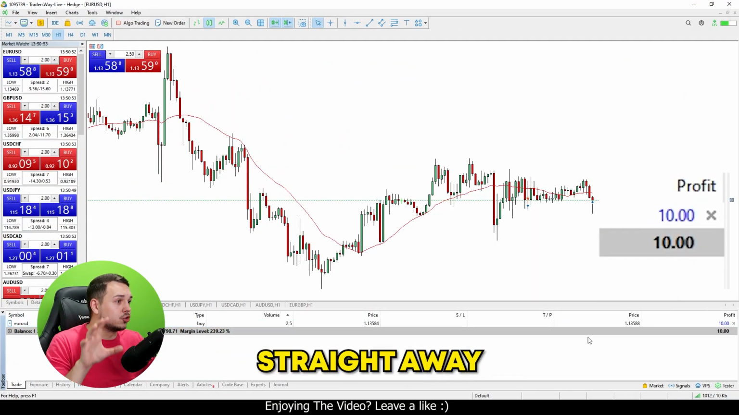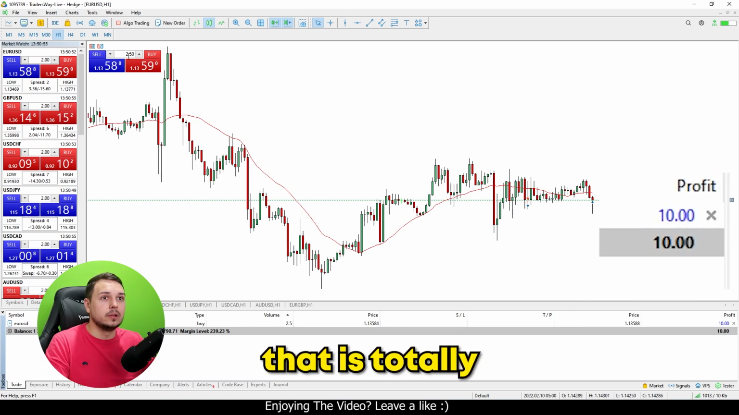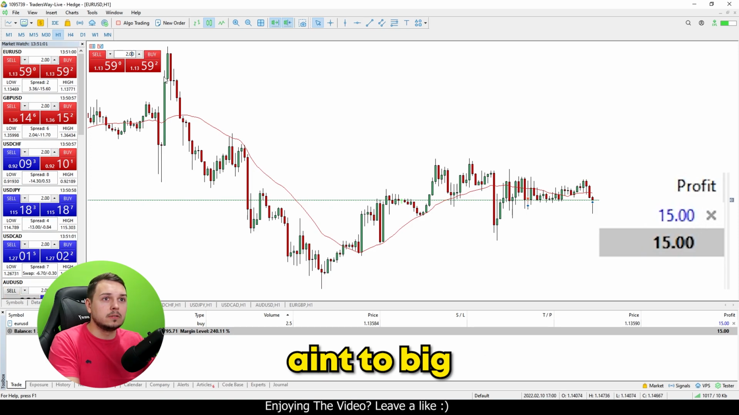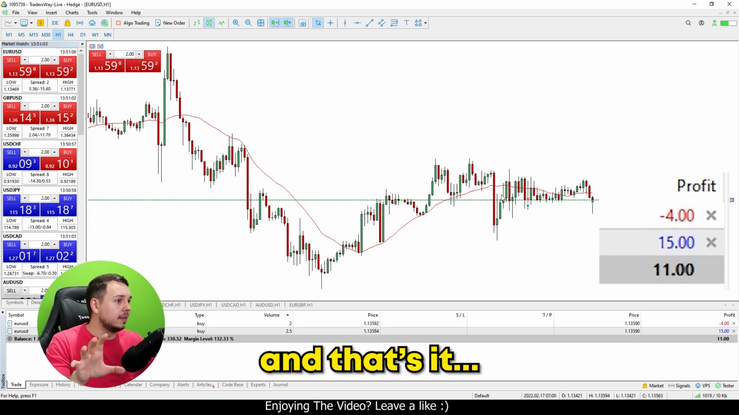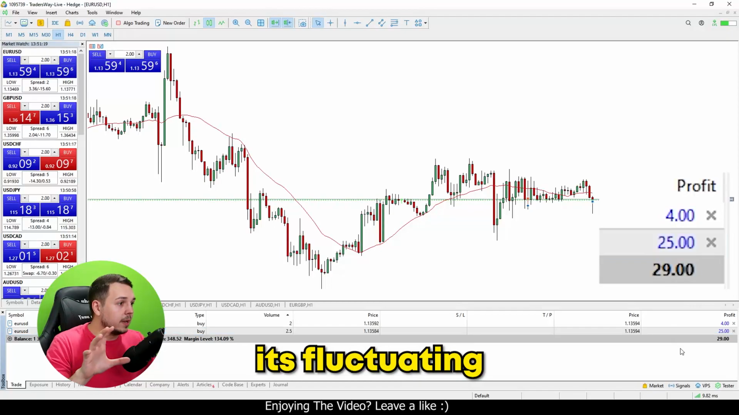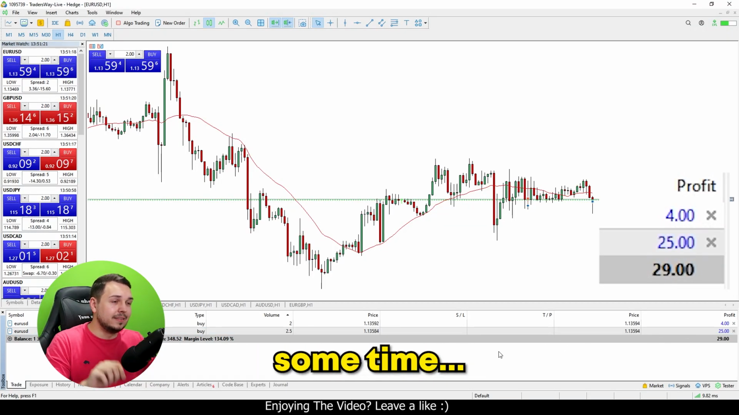We are already straight away in profit. That is totally amazing. Let's place yet another trade. Our current margin ain't too big, so let's place a 2 lot size and that's it. It's fluctuating a little bit. Let's give it some time and see what's happening.